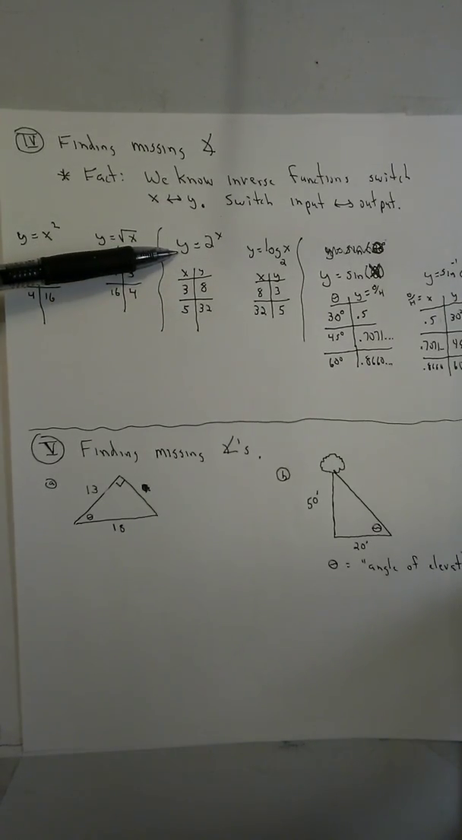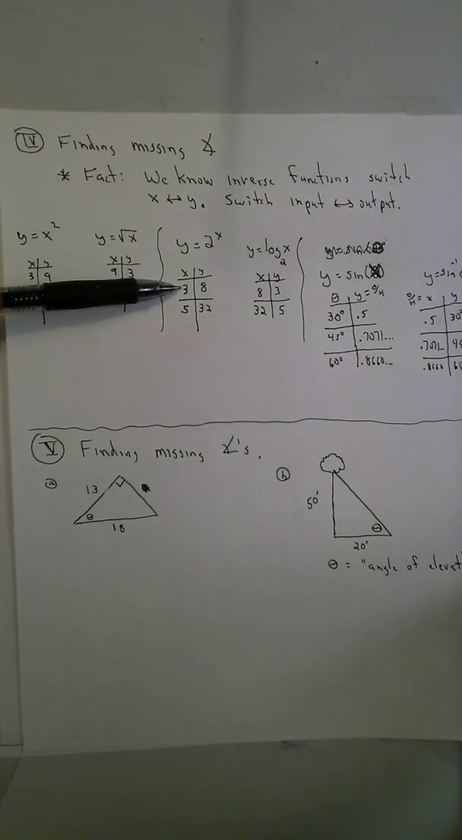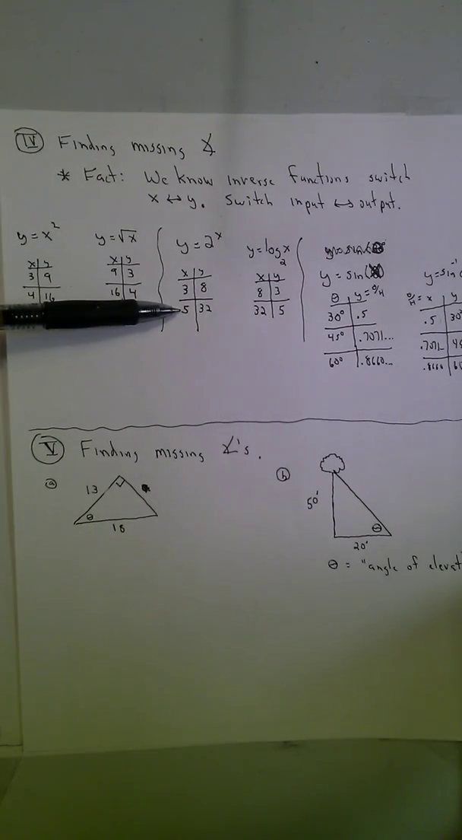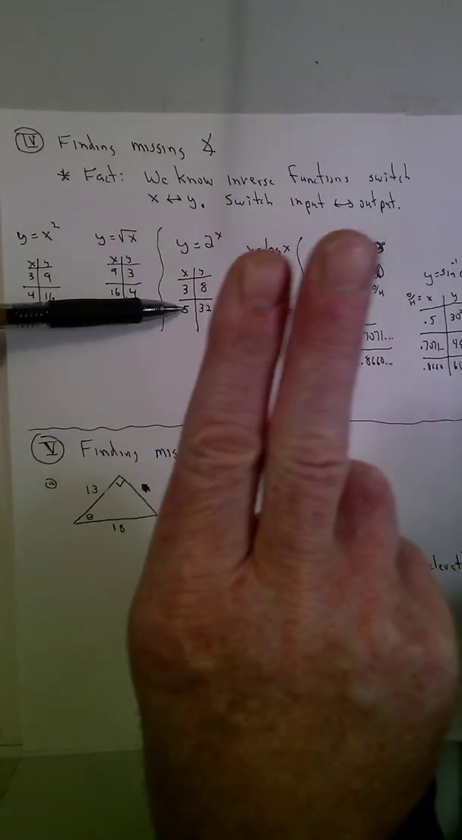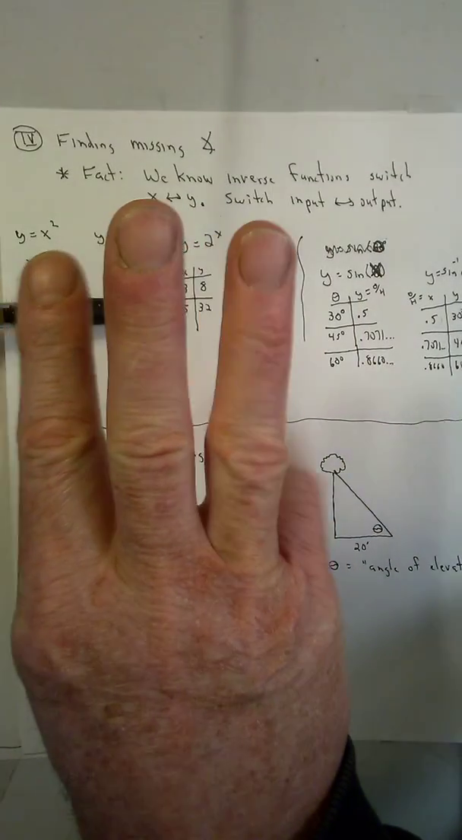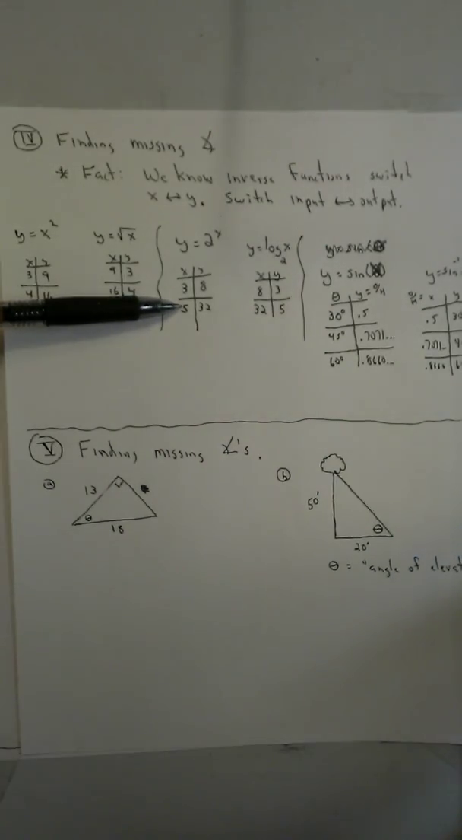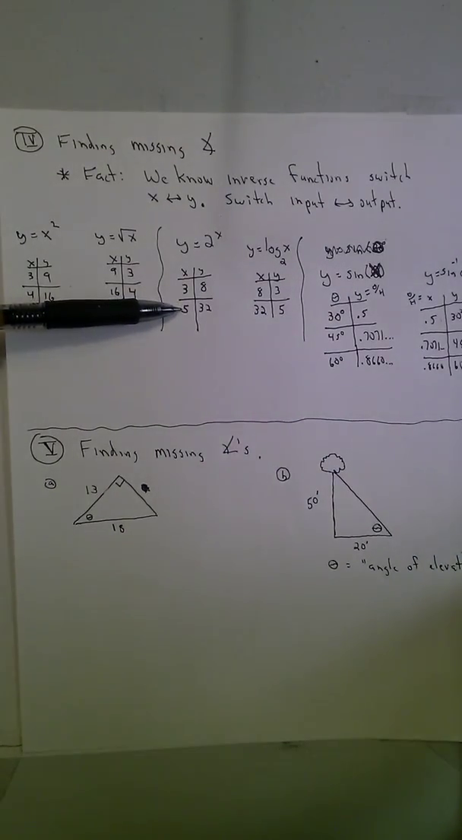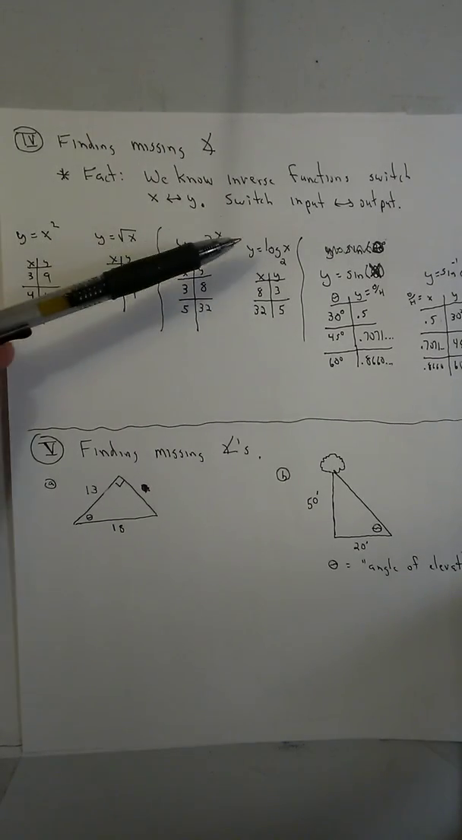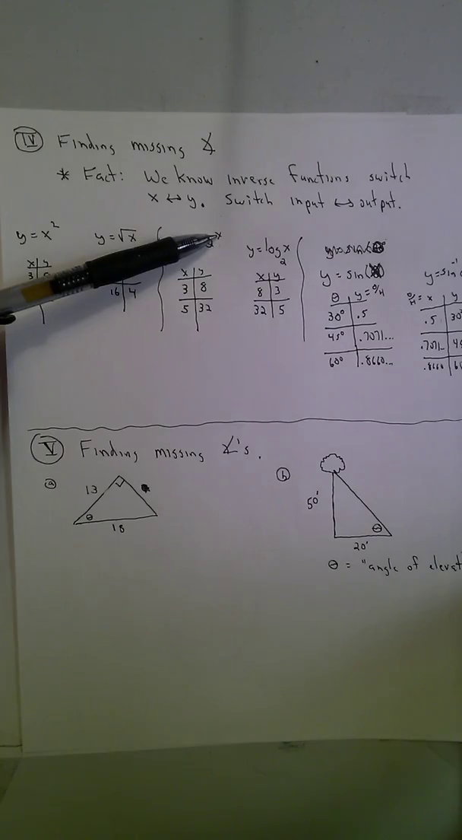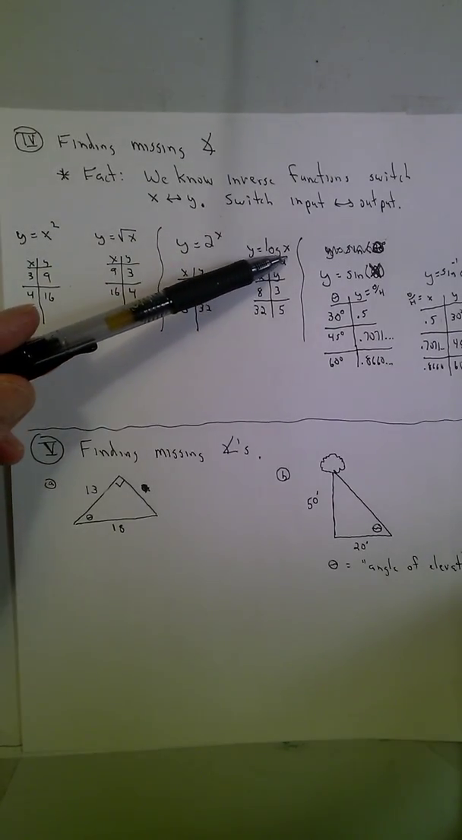Exponential, 2 to the x. 2 to the third, 2 times 2 is 4, times 2 is 8. 2 raised to the 5th power, 2 times 2 is 4, times 2 is 8, times 2 is 16, times 2 is 32. So input 5, output 32. The inverse of 2 to the x is the log base 2 of x.